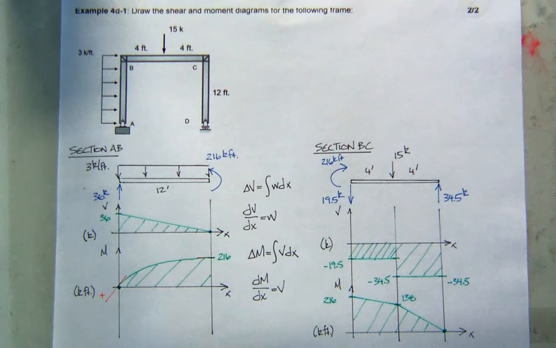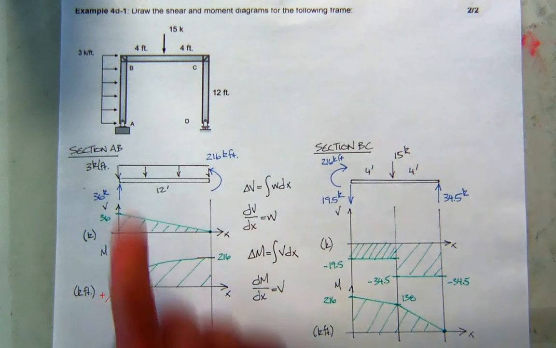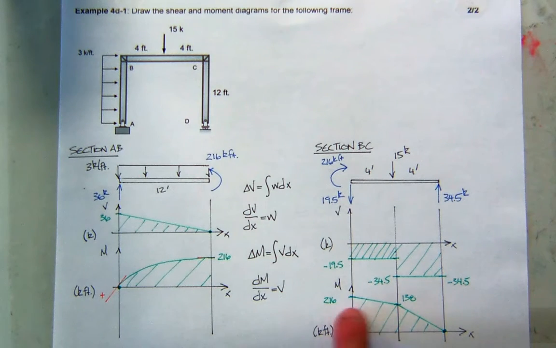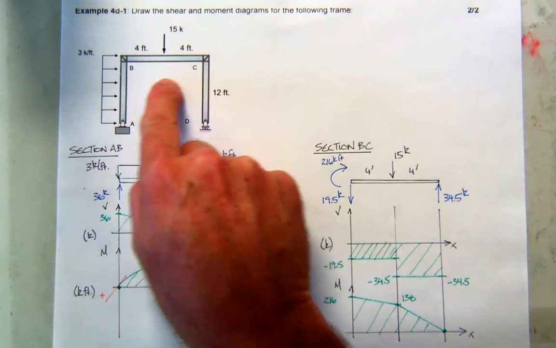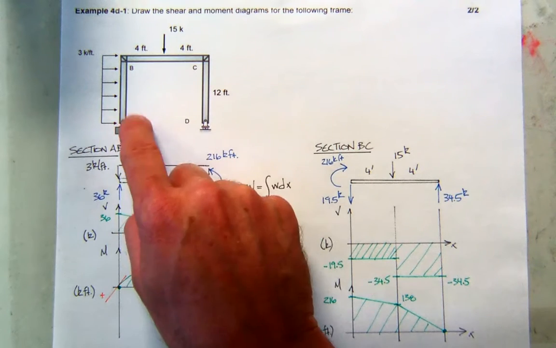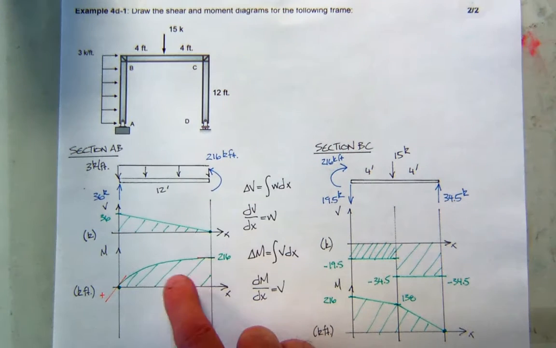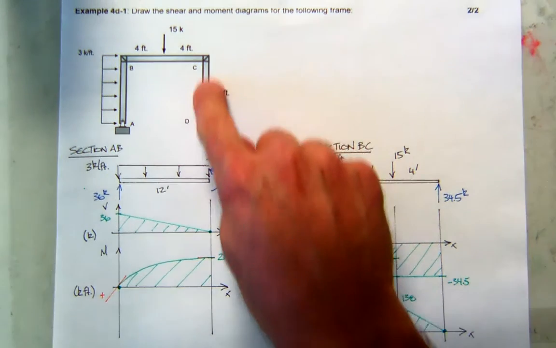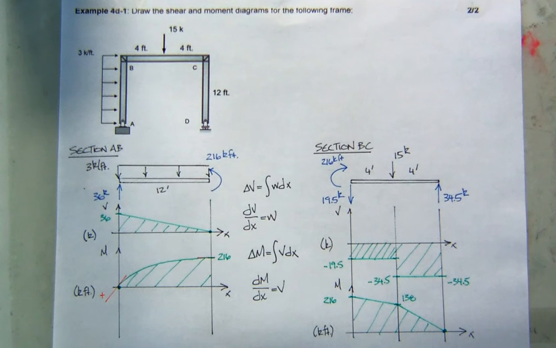So how should this structure deform? BC is all positive moment, so you should see it bending like this. What about this one? Also all positive moment. Kind of interesting. And CD has no moment, so it should not bend at all. Okay, so that problem took 26 minutes.